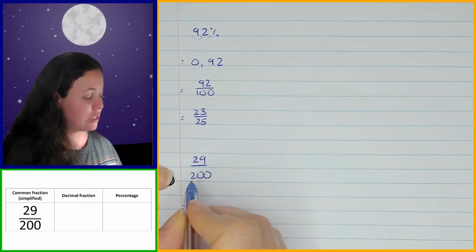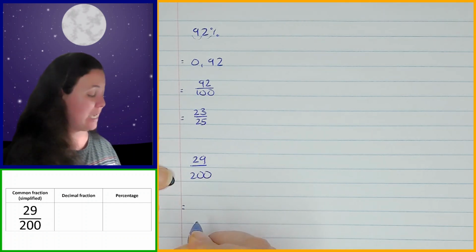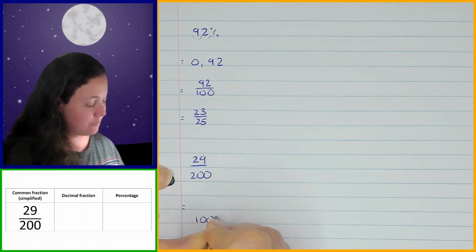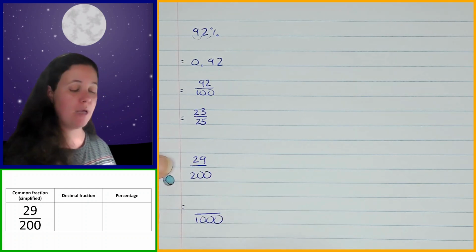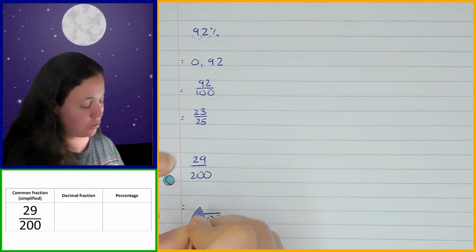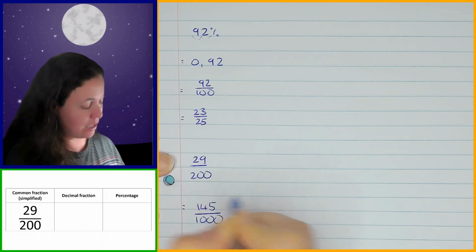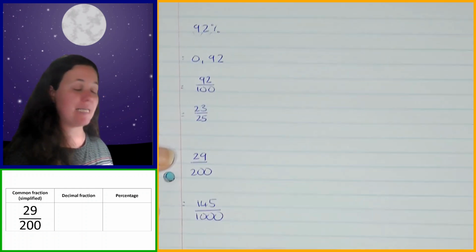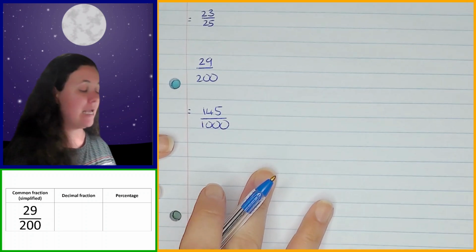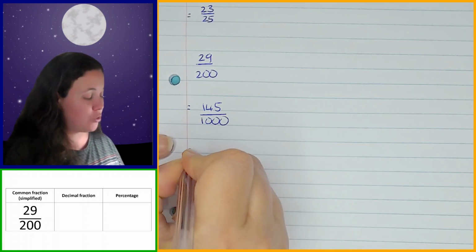So if the denominator is 200, I'm going to multiply that by 5 to get 1000. Okay, so I'm going to times the top by 5 as well, and that's going to give me 145. So 29 over 200 is the same as 145 over 1000. Now I'm going to convert that to a decimal fraction.